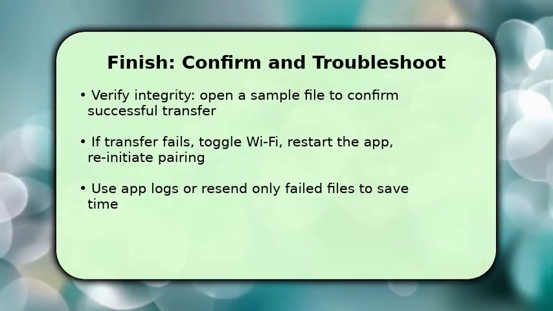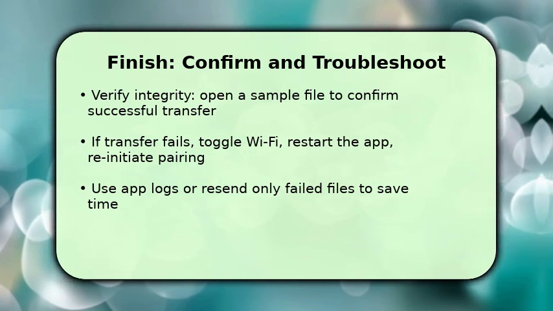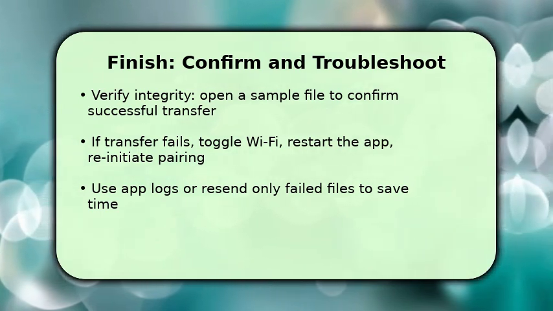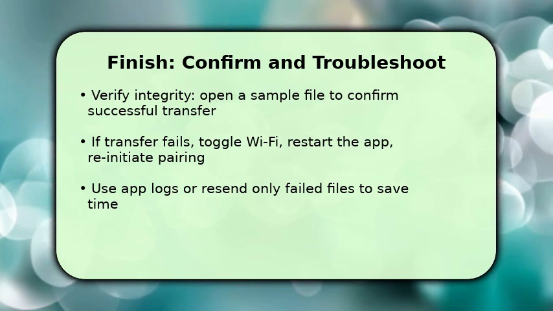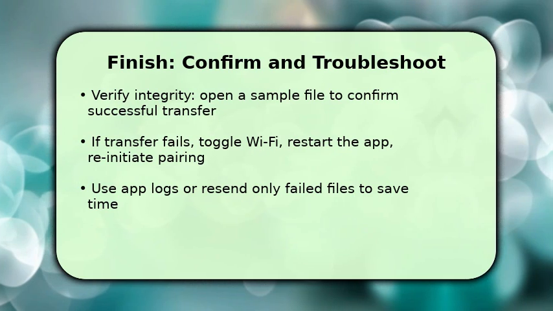If something goes wrong, first toggle Wi-Fi or hotspot, restart the Local Share app, and reinitiate pairing. This often clears transient network issues. If transfers partially fail, resend only the failed items rather than repeating everything.